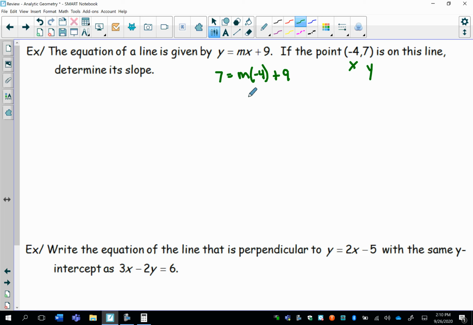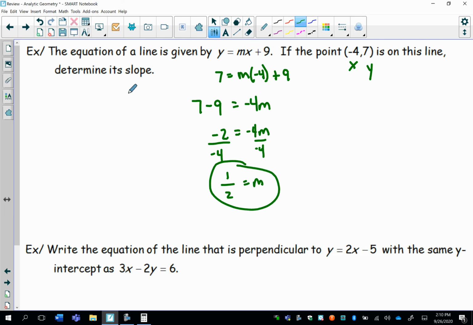What does it mean for brackets? It means they're multiplying. So really that's negative 4m. I'm going to bring the 9 to the other side and subtract it. That's negative 2. I don't want negative 4m though. I want just m. Whatever I do to one side, I do to the other. 2 negatives make a positive, and 2/4 is the same as 1/2. Hey, we just found the slope.